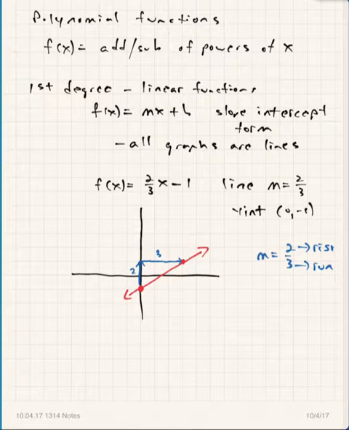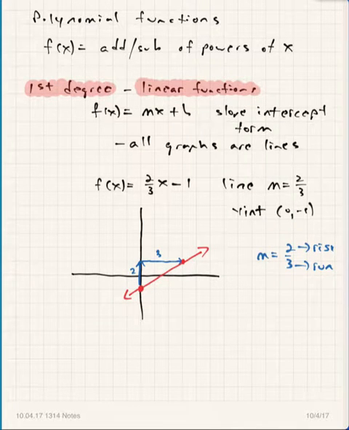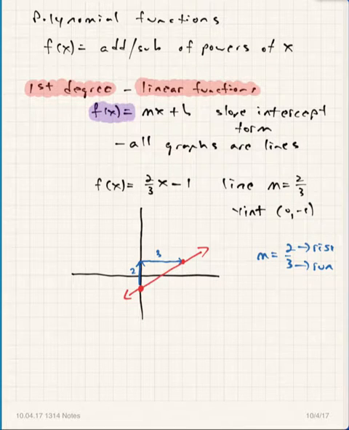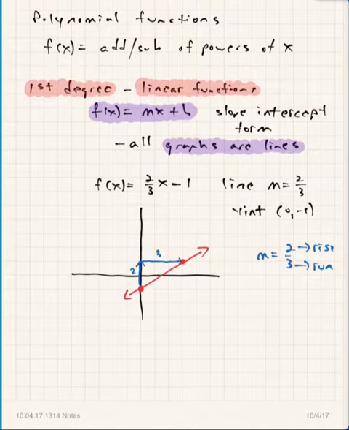Like that. So the key here, linear functions, remember, are first-degree polynomial functions. They can be written in this form: f of x equals mx plus b, which is the slope-intercept form, and the graphs are all lines. Whenever you get a linear function like that. All right.